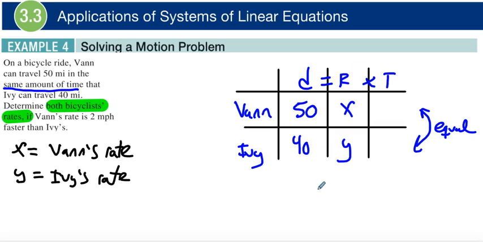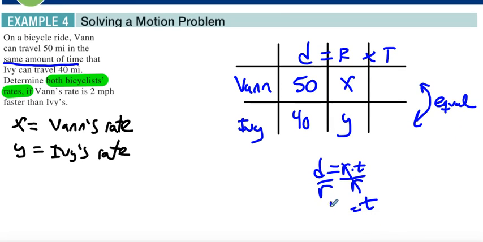We can manipulate the equation distance equals rate multiplied by time by dividing both sides by r. Now time is equal to distance over r. So the time here is 50 over x, and here it's the same thing, 40 over y.